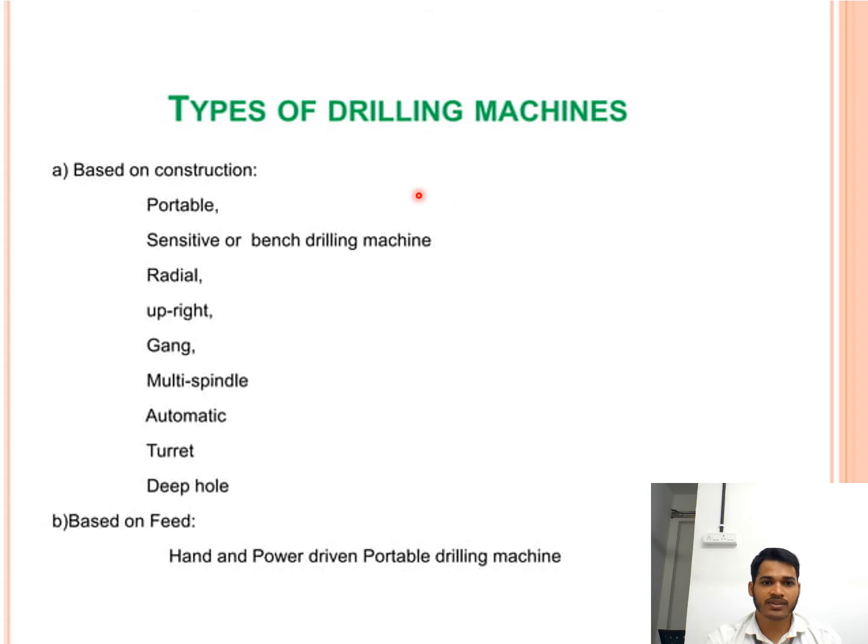Next, types of drilling machine based on construction: portable drilling machine, which is easy to carry, sensitive or bench drilling machine, radial, upright, gang drilling machine, multi-spindle drilling machine, automatic and turret, and deep hole drilling machine. Based on feed: hand and power driven.